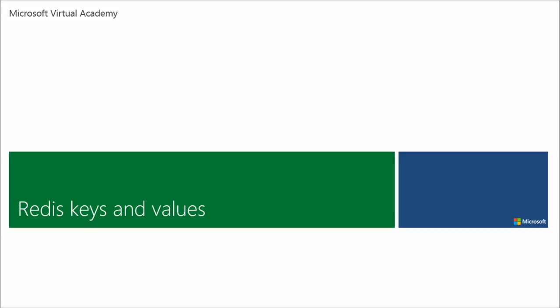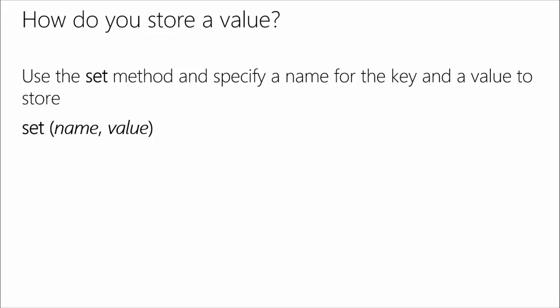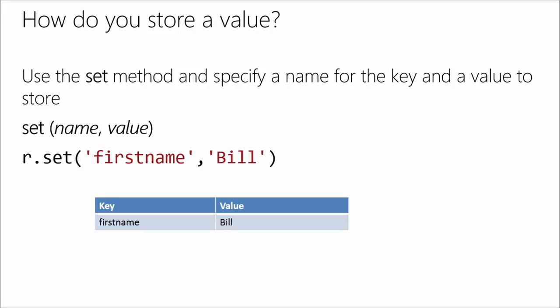So of course the question comes, there has to be some sort of command we can use to say we want to store a value. In Redis, when we're calling Redis from Python, there's a method called set that we use. You just specify a name for the key and the value you want to store. That seems pretty straightforward. It is pretty straightforward.